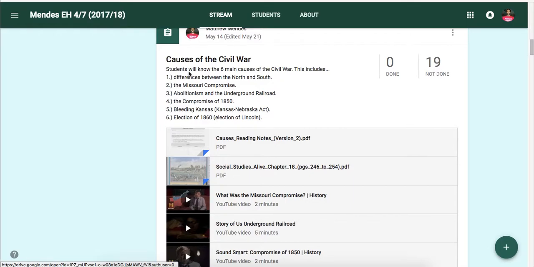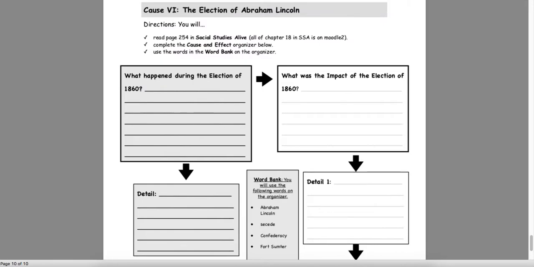All right, so in order to get all of us started, let's take a look at the graphic organizer. So you're reading page 254 in Social Studies Alive. I just showed you that. You're completing this cause and effect chart. I'll show you how that works in a second. And you need to use the word bank below, which is right here.